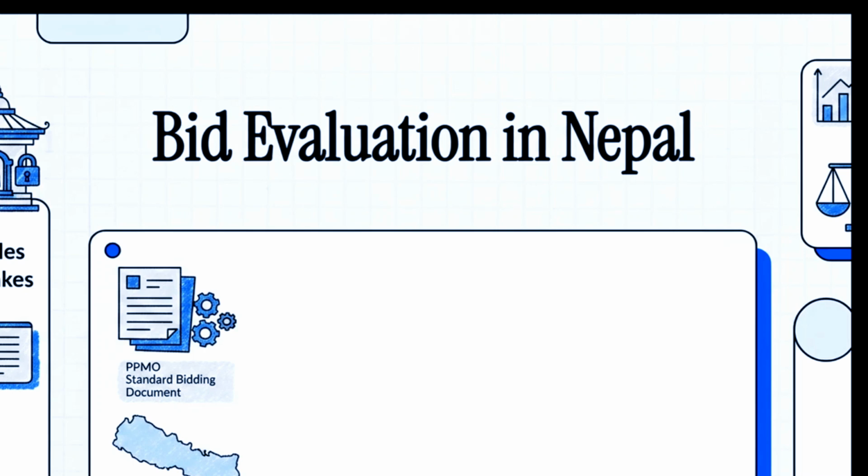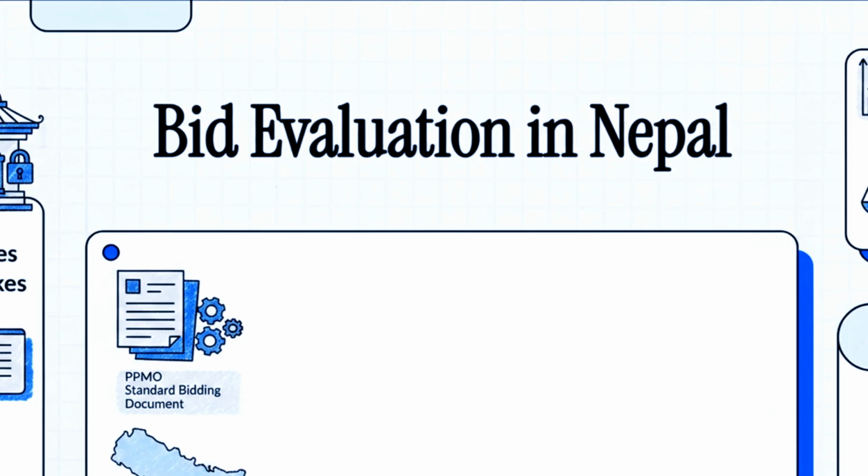Welcome to this explainer, tailored specifically for procurement officials in Nepal. Today, we're going to meticulously unpack the financial evaluation process governed by the July and August 2026 PPMO standard bidding document. If you evaluate public works contracts, you know the stakes are incredibly high, and the rules, well, they're absolute. So let's walk through this exact rulebook together, step by step.